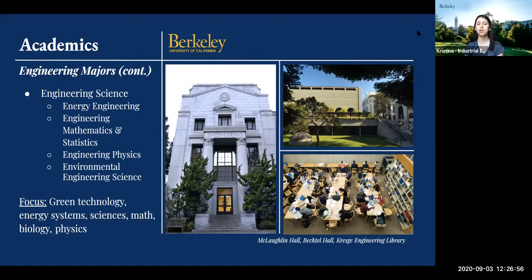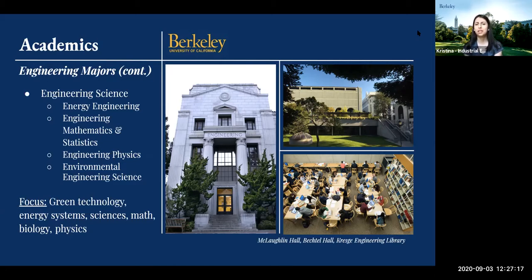Aside from that, they focus on green technology, energy systems, sciences, math, biophysics. So they focus a lot on the hard sciences that all the other engineers do too, but they focus a lot on the environmental impact of these as well, which is something really cool that they get to take classes in.